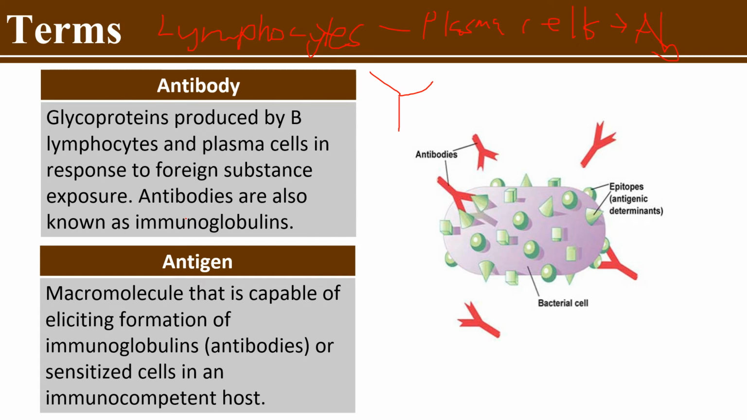Now we also have here your antigen. Now antigen, class, is any macromolecule that is capable of eliciting formation of immunoglobulins or sensitized cells in an immunocompetent host. So antigen would be any foreign particle. It could be a virus, it could be a bacteria, and in some cases it could be a fungi. Now antigens would cause the production of your antibodies.